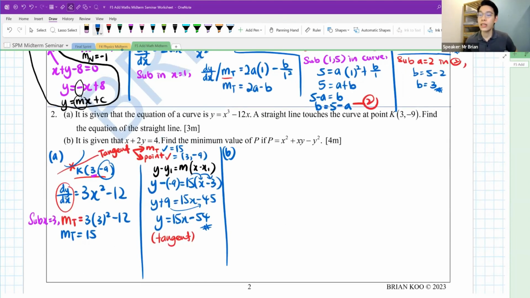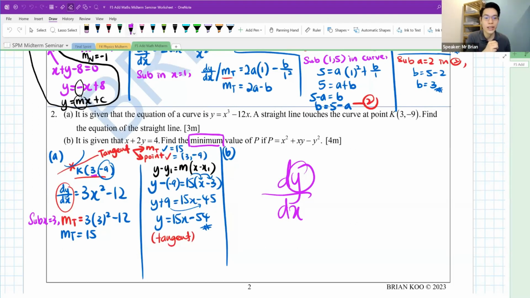Can you all tell me what is the keyword in part B? You read those 2 sentences in part B. Very short question. What do you think is the keyword? Ah, very good. Minimum, right? The keyword is minimum. Very important. You all have to be very sensitive to this word. But if it is minimum, the next question I want to ask you: should I differentiate the x or the y or the P? Because normally we always do dy dx, meaning I differentiate the y. In this case, what should I differentiate?